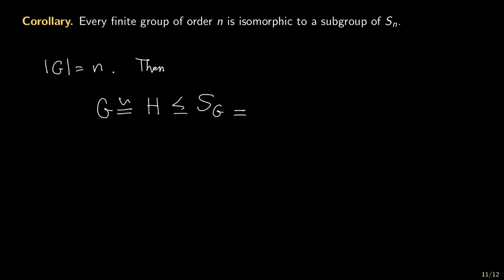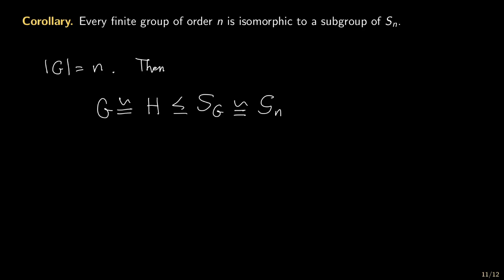But S of G is just isomorphic to S of n, because if G has n elements, you have the permutations on the set G with n elements, then it is nothing but structurally the same as the set of all permutations from 1 to n. This is what I'm saying. Therefore, we can say that inside S sub n, you can find a subgroup which is just an isomorphic copy of G.